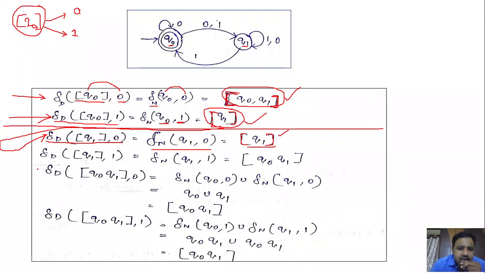Next, Q1 on 1. Delta D of Q1 on 1: go to the NFA and calculate delta N of Q1 comma 1. Q1 comma 1 has multiple transitions: one is self and another one goes to Q0. So write down Q0, Q1 and enclose them in a square bracket. So we have specified the transition for this new state Q1. This part we have finished. The next new state is [Q0, Q1], for which we need to specify the transition, so go to that part.